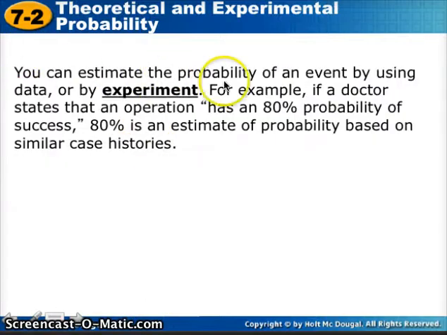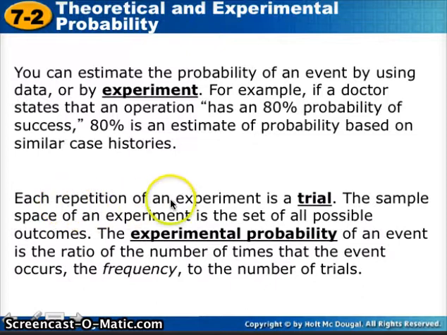You can approximate the probability of an event by using data or by experiment. For example, if a doctor states that an operation has an 80% probability of success, 80% is an estimate of probability that's based on similar case histories. Each repetition of an experiment is called a trial. The sample space of an experiment is the set of all possible outcomes. The experimental probability of an event is the ratio of the number of times that event occurs, which is the frequency, to the number of trials.